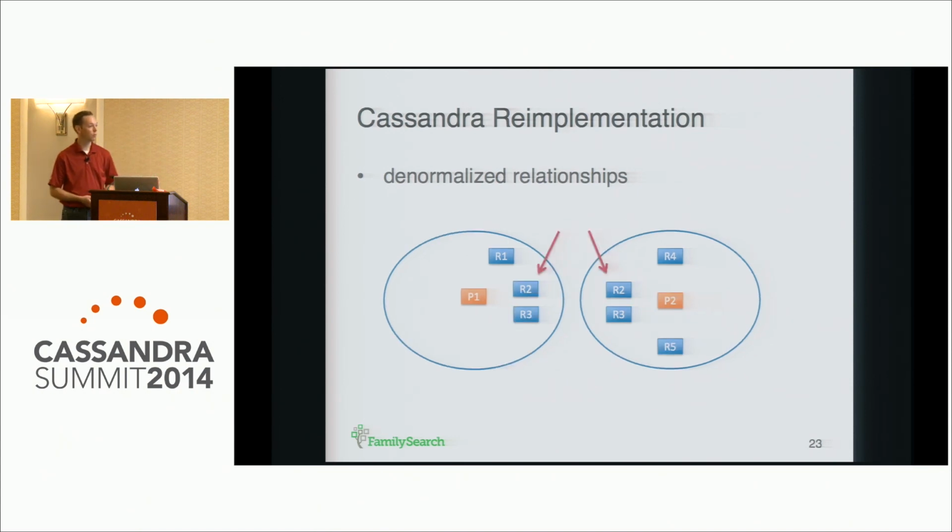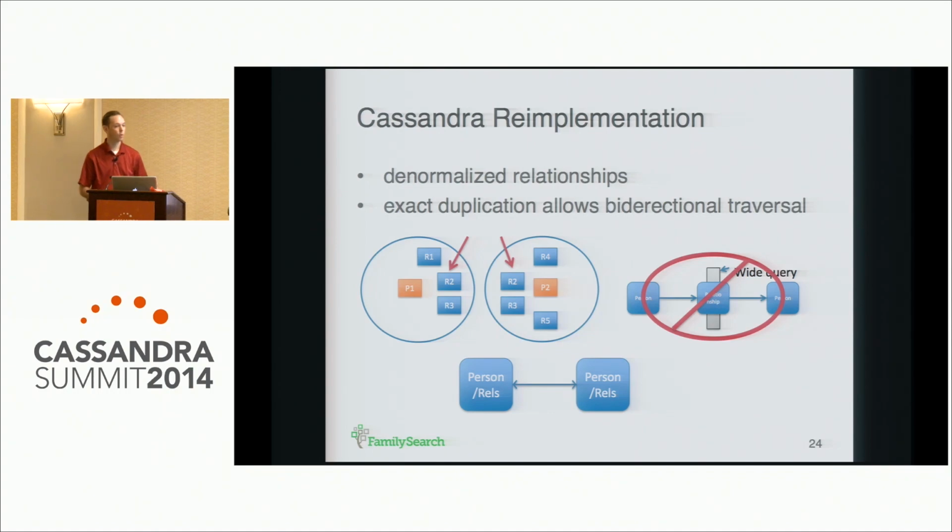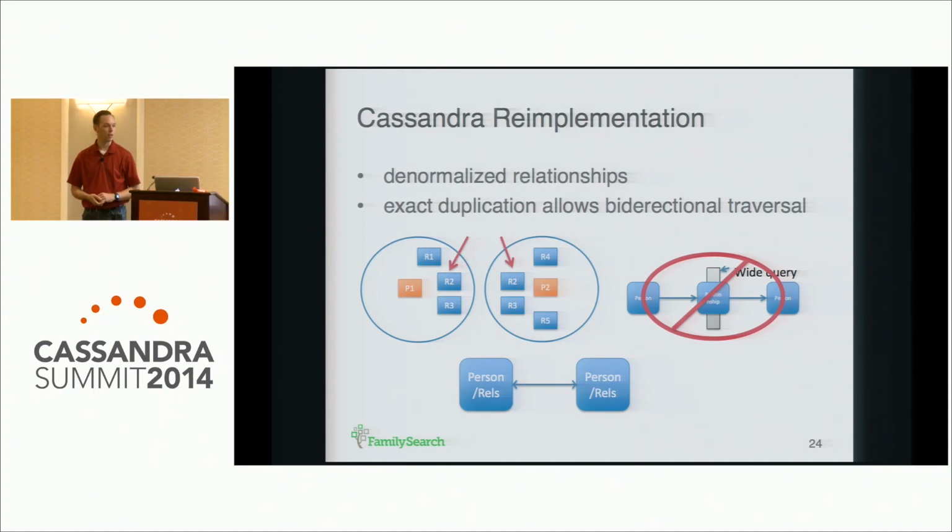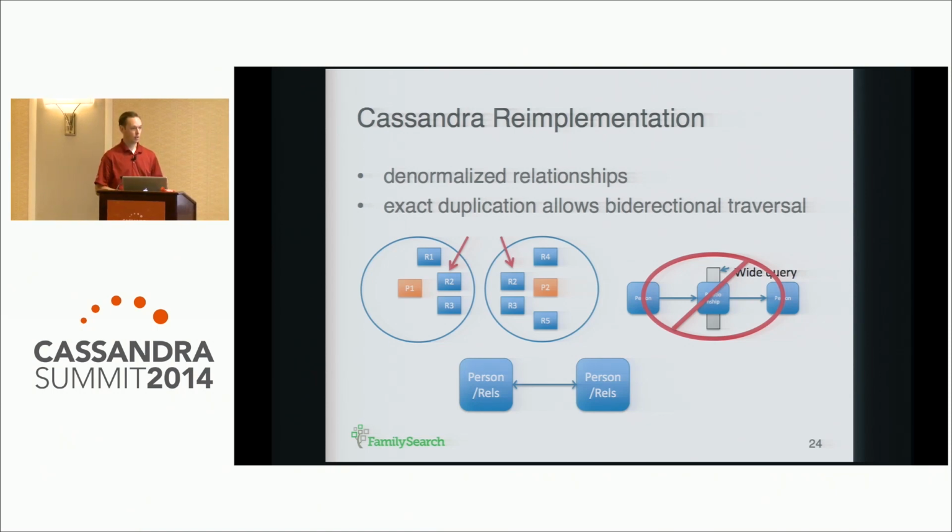We store the relationship in as many different person records as it is present, and it's stored the same way in all of the persons. So that is what let us get rid of the index range scans, the wide queries, and just go from one person to another person with primary key fetches. We had to denormalize the relationships in order to be able to do that.